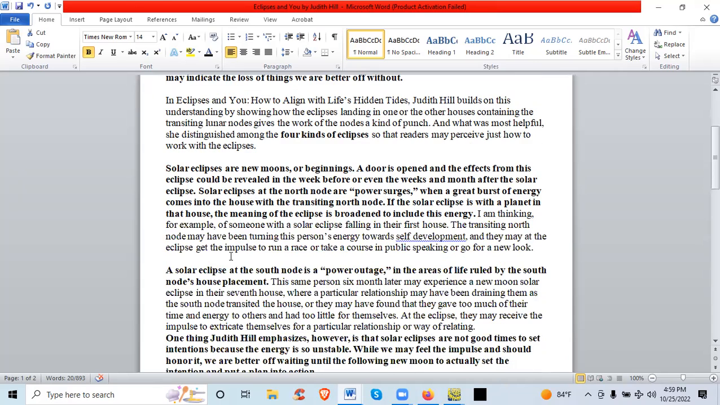Okay, so solar eclipses are new moons or beginnings. A door is opened, and the effects of this eclipse could be revealed in the week before, or what I find is usually even weeks and months after the solar eclipse, when energies come around and ding on that same spot. For instance, let's say you have 2 degrees Scorpio rising and this eclipse is right there.